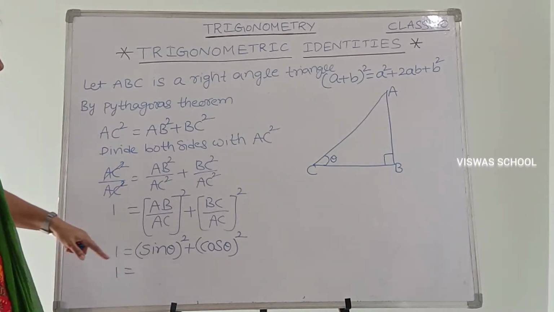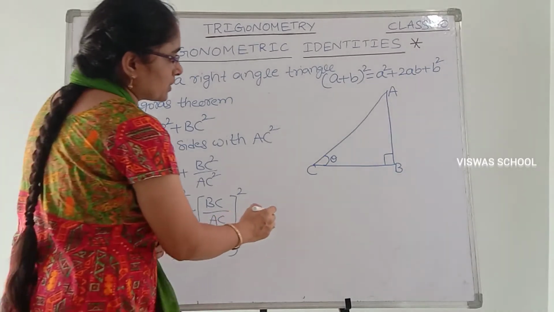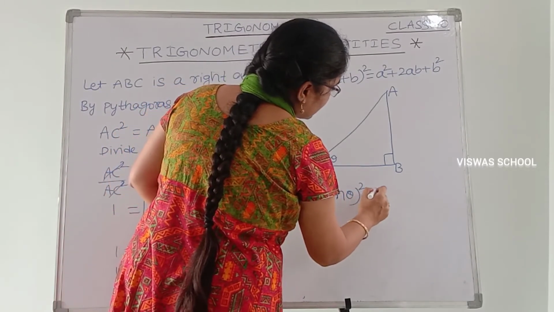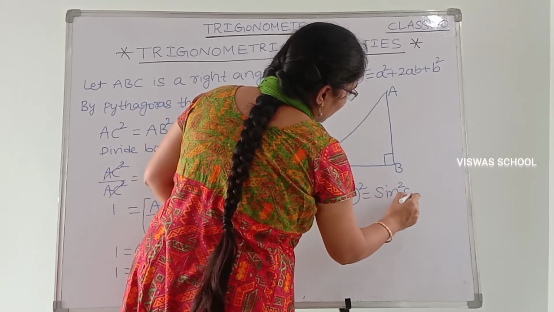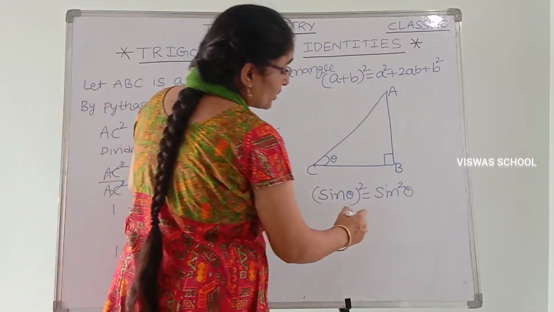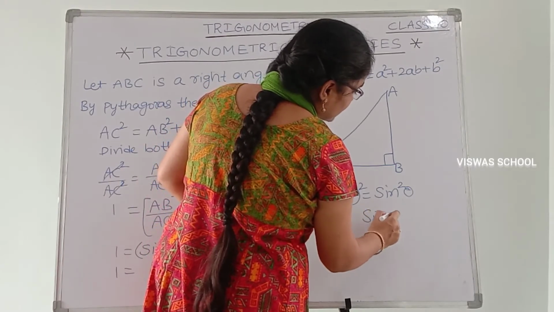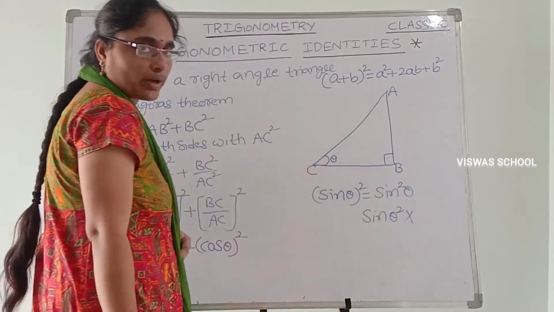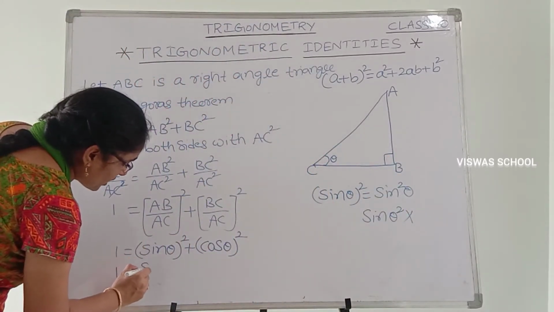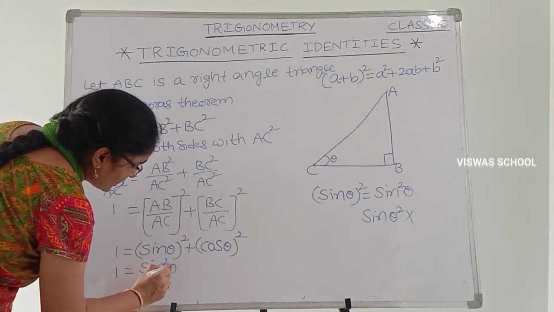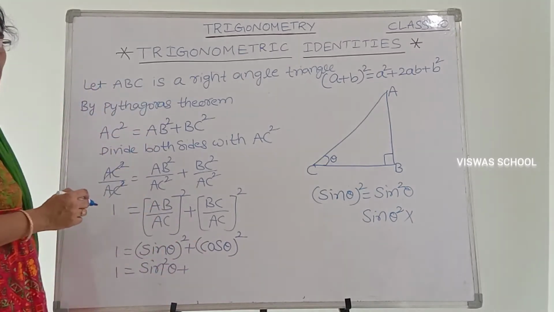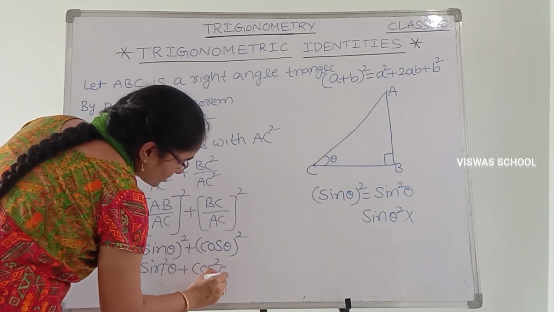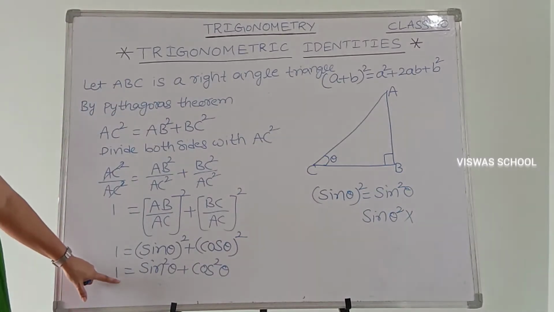1 equals sin theta whole square, which you can write as sin square theta. For sine it is the square, but don't write this as sin theta square for the angle square. Don't write like this. This is only sin square theta. Now it is equal to sin square theta plus cos theta whole square, which in this way is cos square theta.